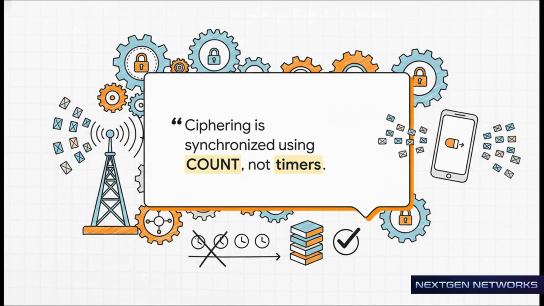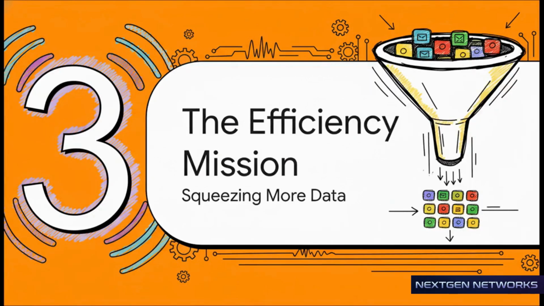A timer? That could drift. But the count? It makes sure the phone and the tower are always perfectly in sync, packet by packet, for both encryption and decryption. Okay, let's move on to mission number 2, efficiency.